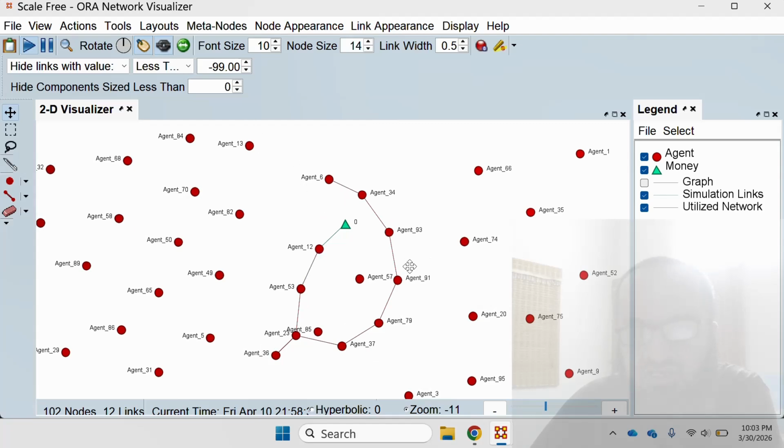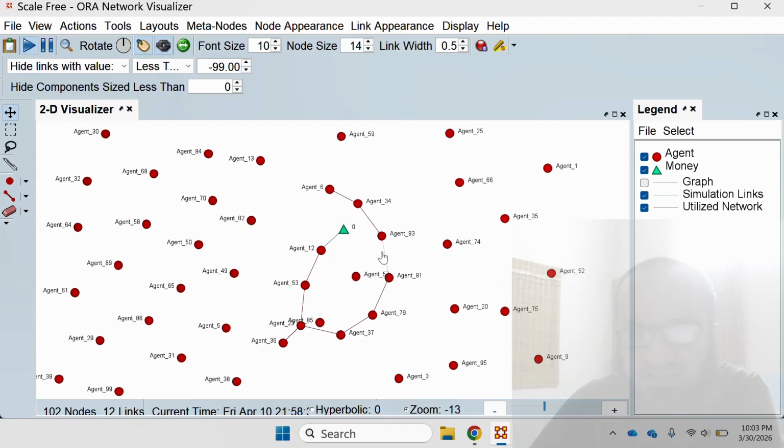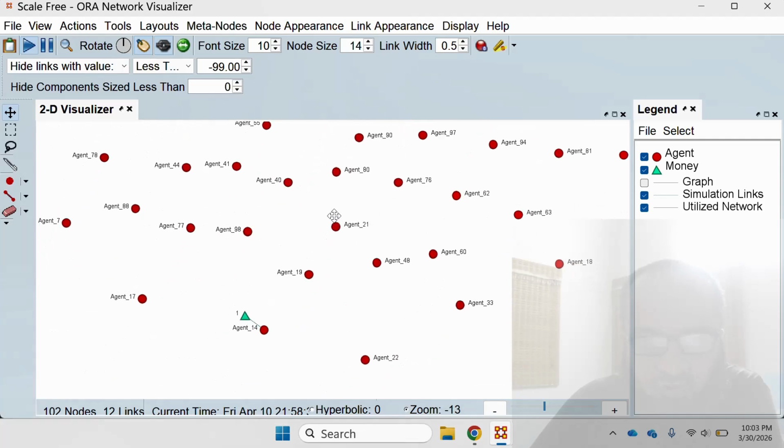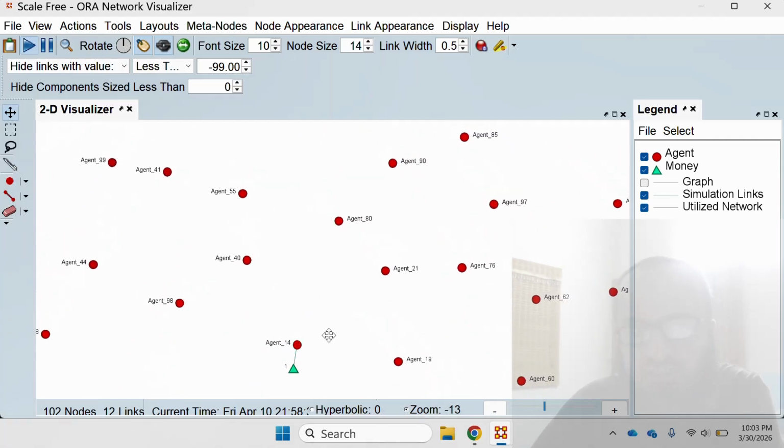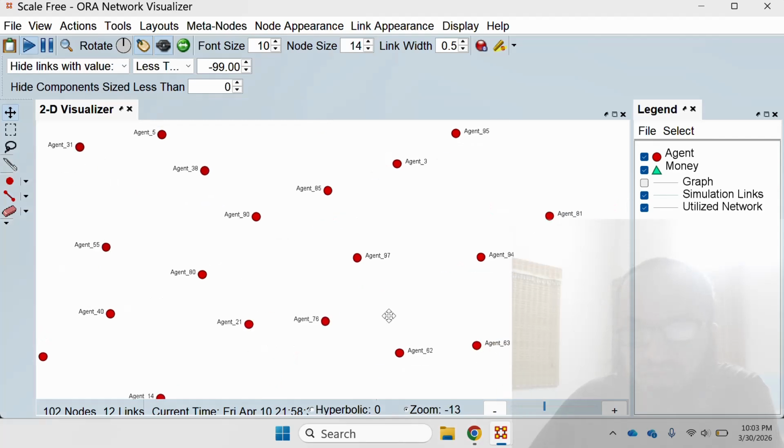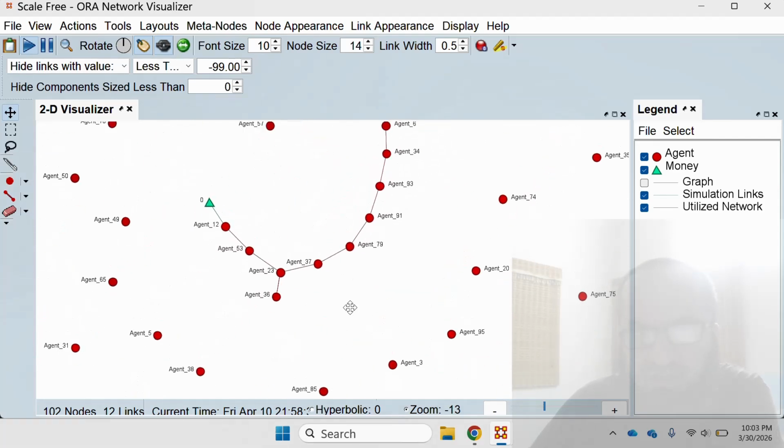So this is the utilized network. It means this network has been tried by the system for the random flow of this. And since this is a disconnected component, the money will keep diffusing over here. It will not go beyond this. And if you go here, it is still with agent number 14 because this was an isolated agent, so it couldn't pass on the money to others.